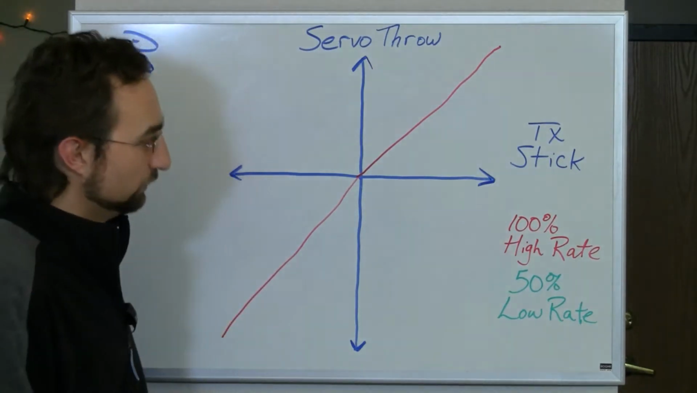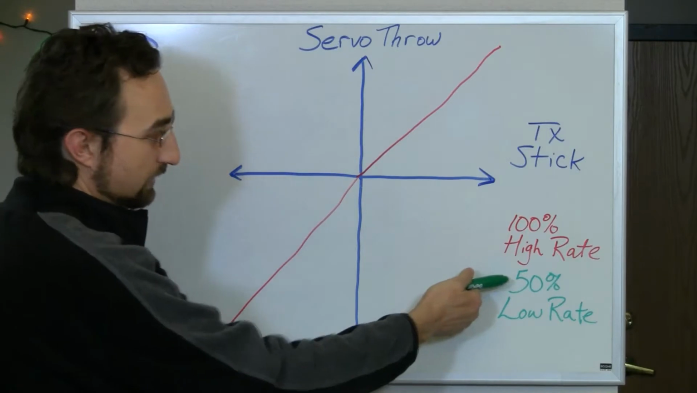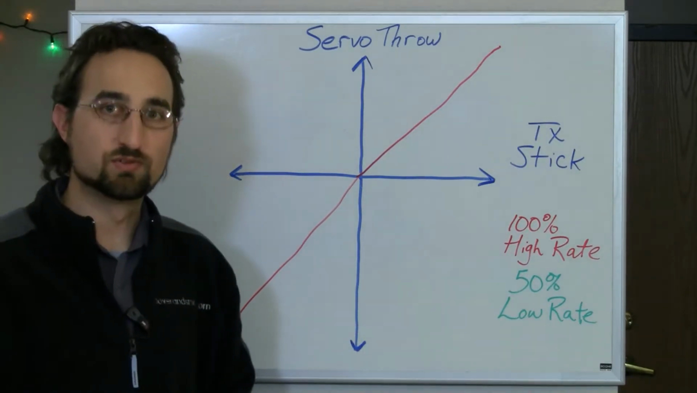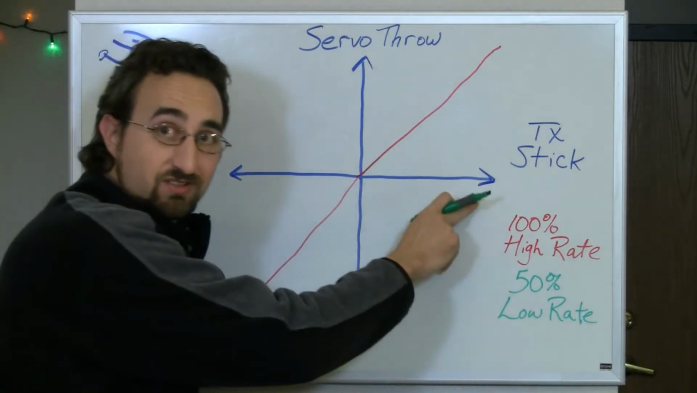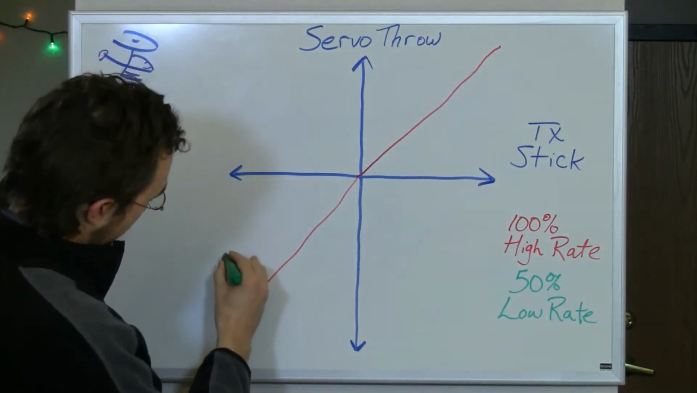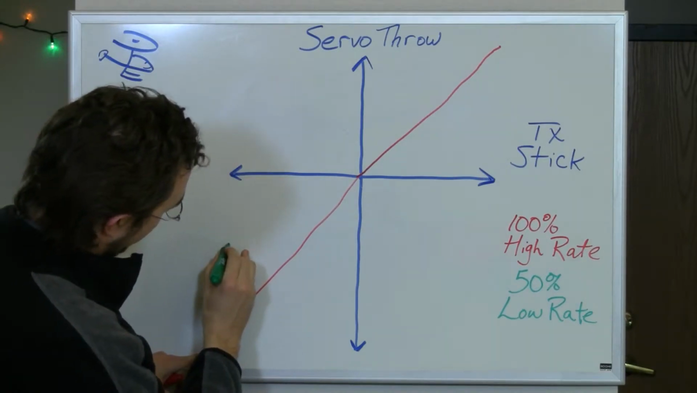So what you can do is set up a low rate, and we've got a low rate here. We've just defined this as 50%, meaning half of the throw. The transmitter stick movement remains the same. I start about here, which is about 50% from here to here, so eyeball it, looks about here.